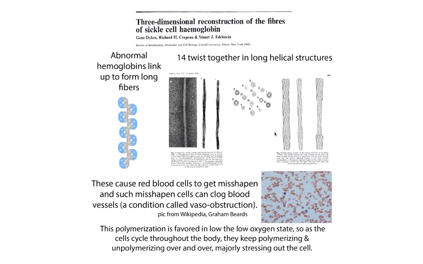What's going to happen is basically because this is favored in the T state, but in the R state, that valine and the hydrophobic patch are more hidden, then they're going to depolymerize when you're in that R state, when you have high oxygen. So you're going to get this polymerization and depolymerization and polymerization and depolymerization, which really stresses those cells out.